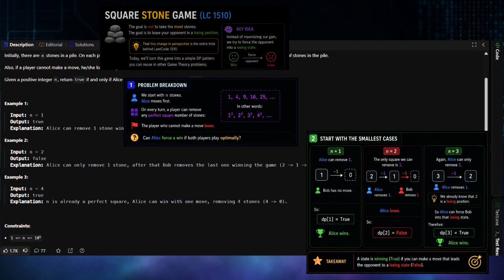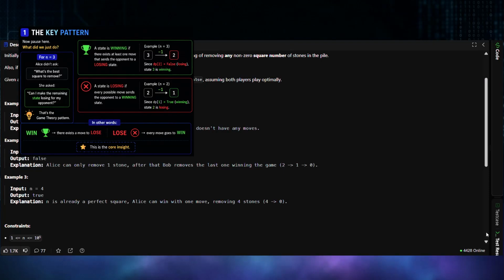N equals 3. Again, Alice can only remove 1. 3 goes to 2. And we already know 2 is a losing position. So Alice can force Bob into that losing state. Therefore, dp[3] equals true. The key pattern. Now pause here. What did we just do? For n equals 3, Alice didn't ask, what's the best square to remove? She asked, can I make the remaining state losing for my opponent?